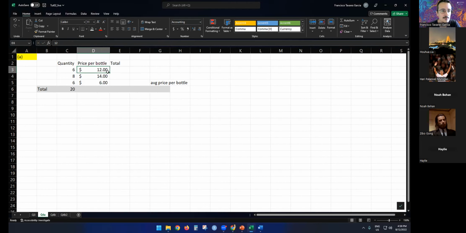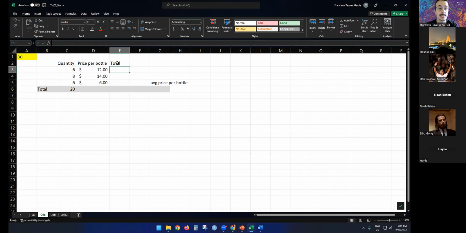Let me be more specific. So we're not adding the prices. This is what we're using a little bit as a weighted average. We have $12 a bottle, and the weight is like 6 out of our 20 bottles. For the $14, we have 8 out of our 20 bottles. And that's a little bit how it works.